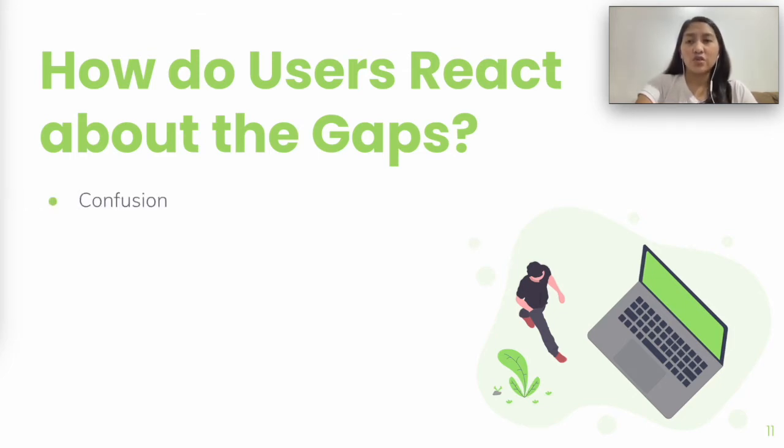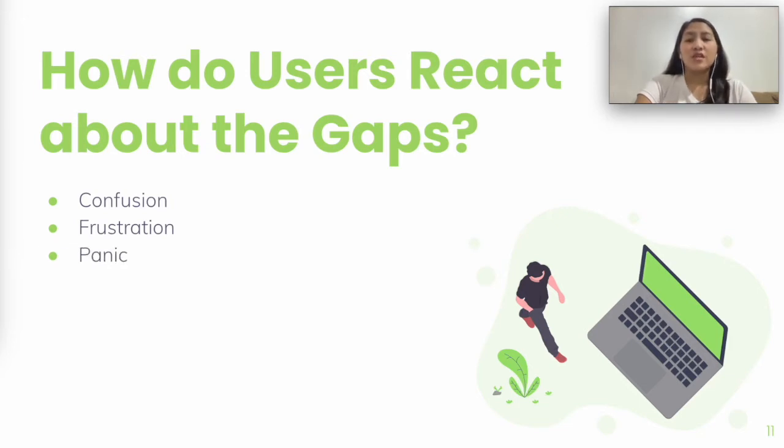Una ay confusion. Ito ay kapag yung software is too complex or it is not structured as the users expect. Pangalawa ay frustration, na kung saan yung software ay inflexible and unforgiving. Kadalasan yung users, hindi nila kayang i-undo yung kanilang mistakes or incorrect actions. The tendency is for the users to get frustrated.